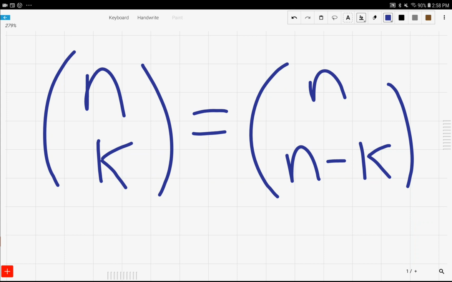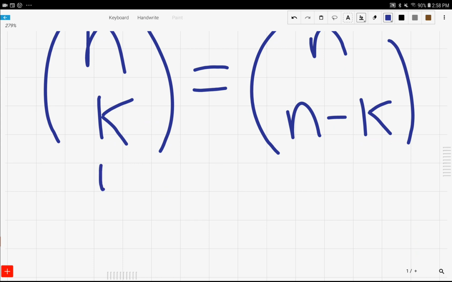Okay, so the first one we're going to start with is a really simple combinatorial identity that most people already know, but we're going to prove it. The fact that n choose k equals n choose n minus k. Now, we can prove this really easily with a committee-forming argument, which we'll see later in this video.